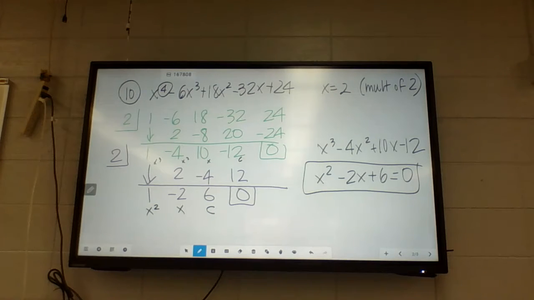Alright, so the warm-up question you guys is asking to solve that, and it's not factorable. So you're probably going to have to do quadratic formula.